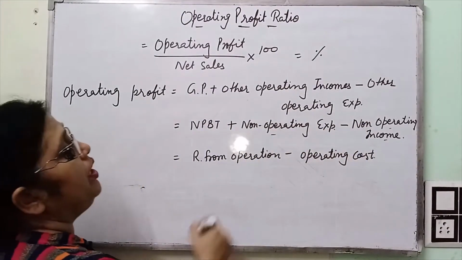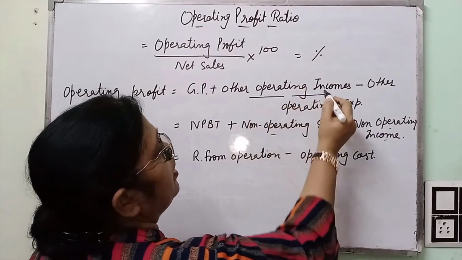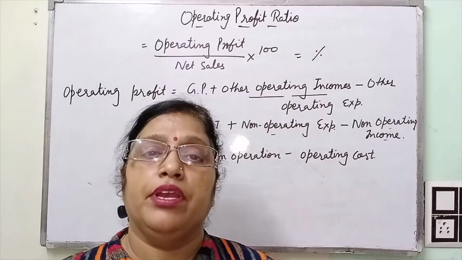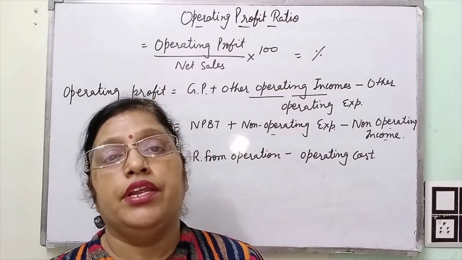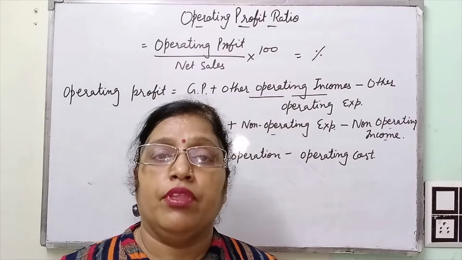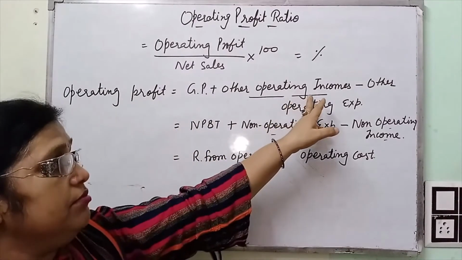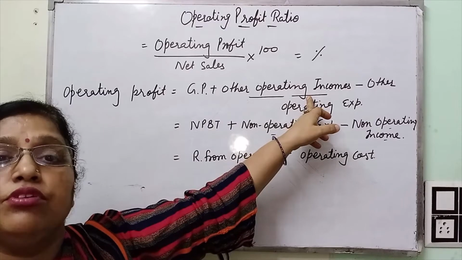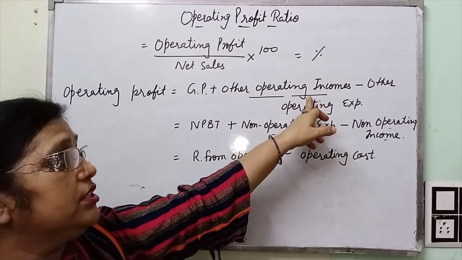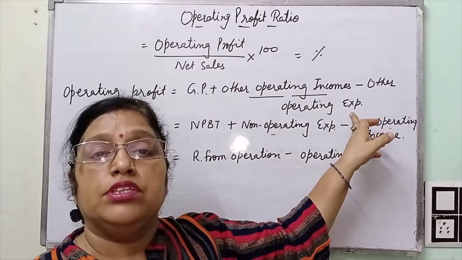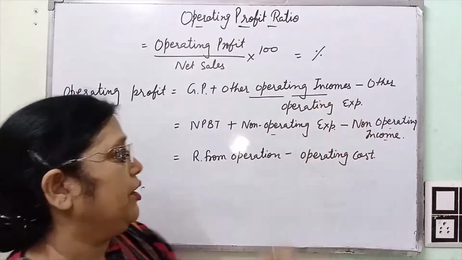Now, what do you mean by other operating incomes? As we have studied in chapter 1, in case of statement of P&L, other incomes are related to commission received, prepaid expenses. They are the other incomes: commission received, interest received on short-term investments. Other operating expenses are commission paid, discount allowed, etc.